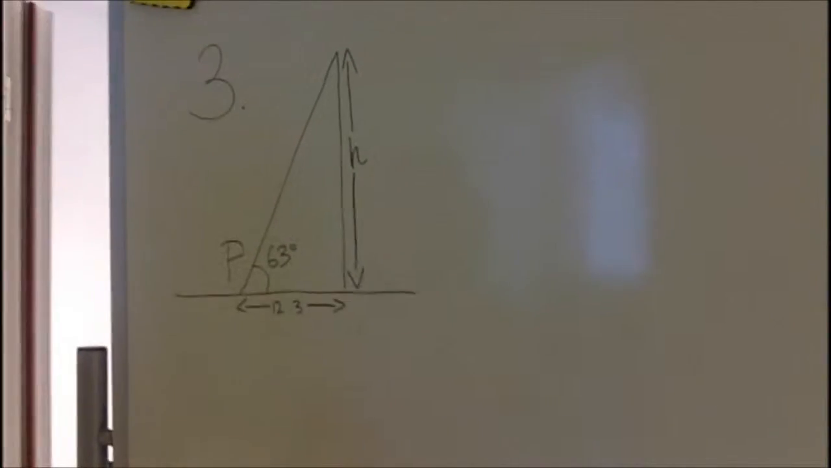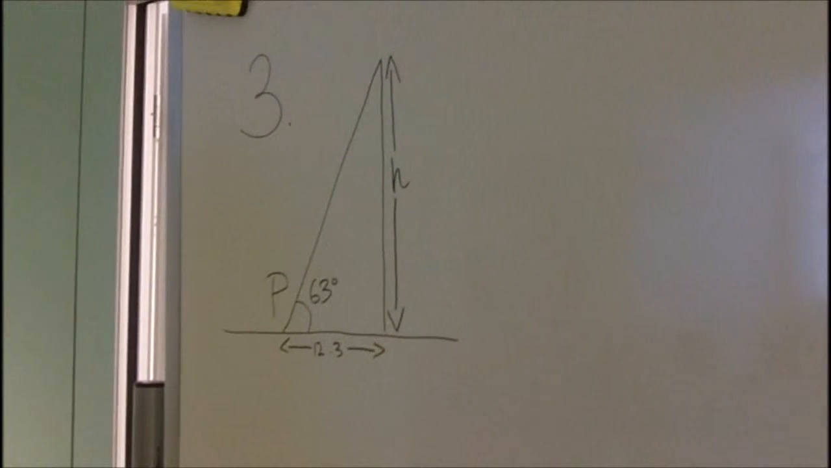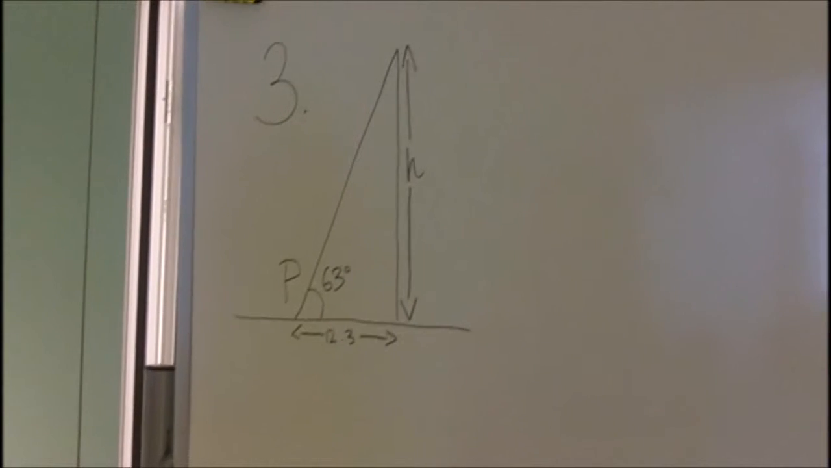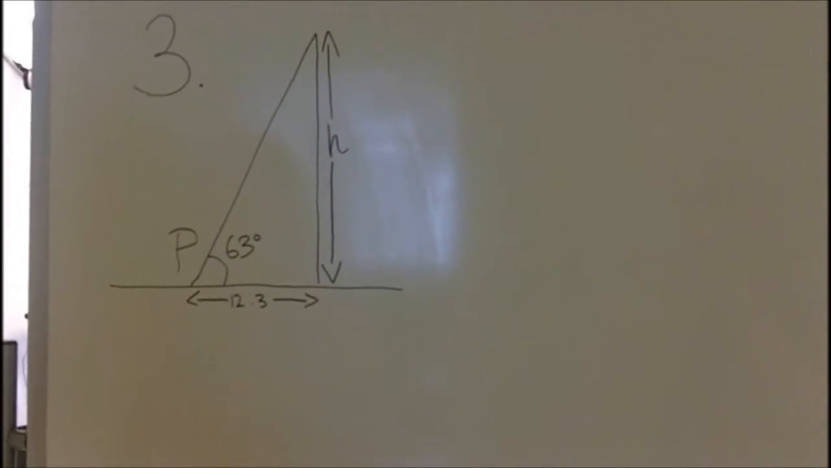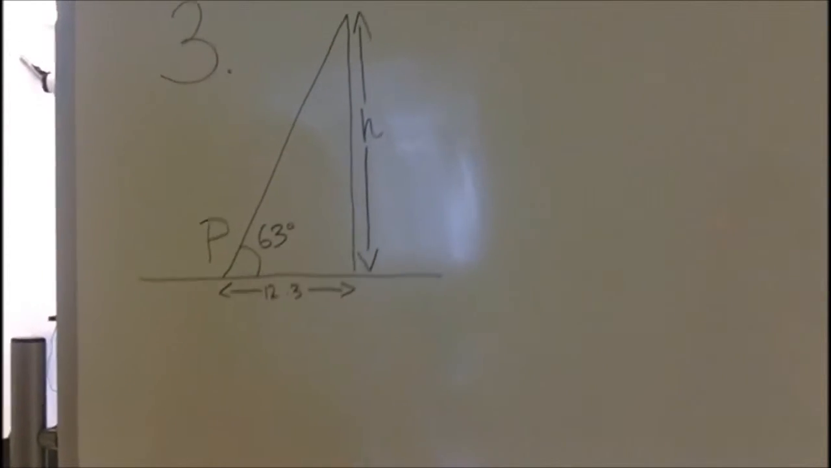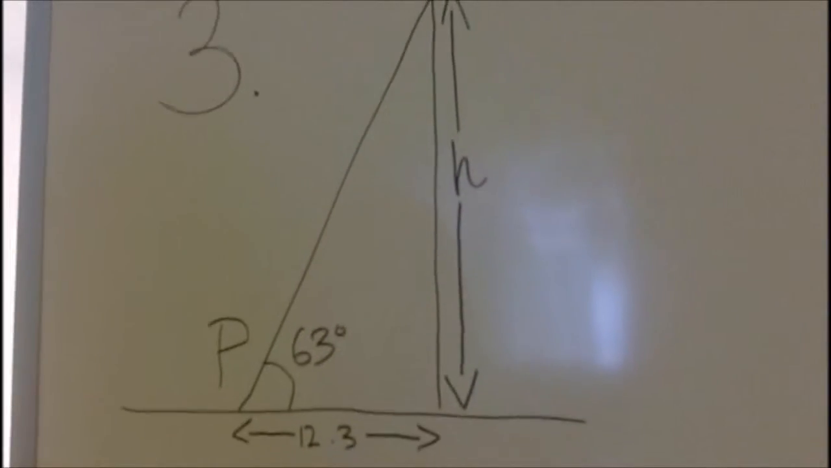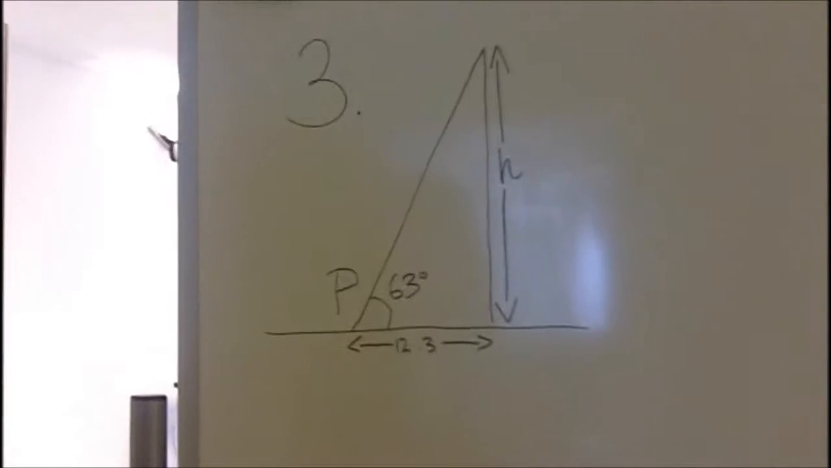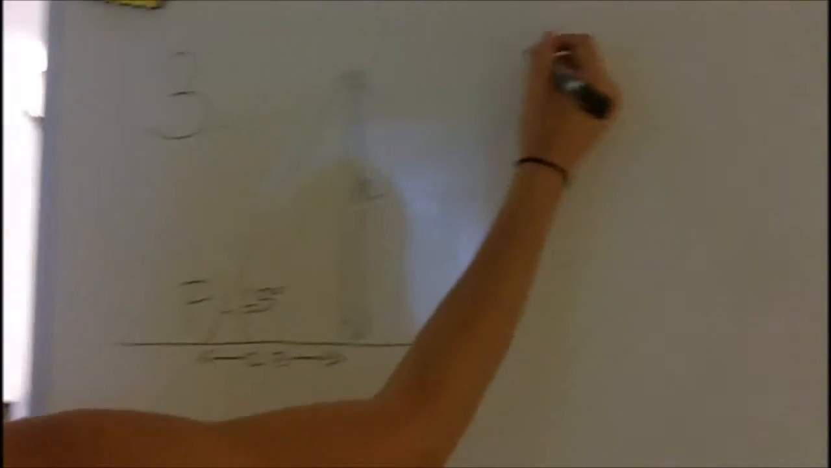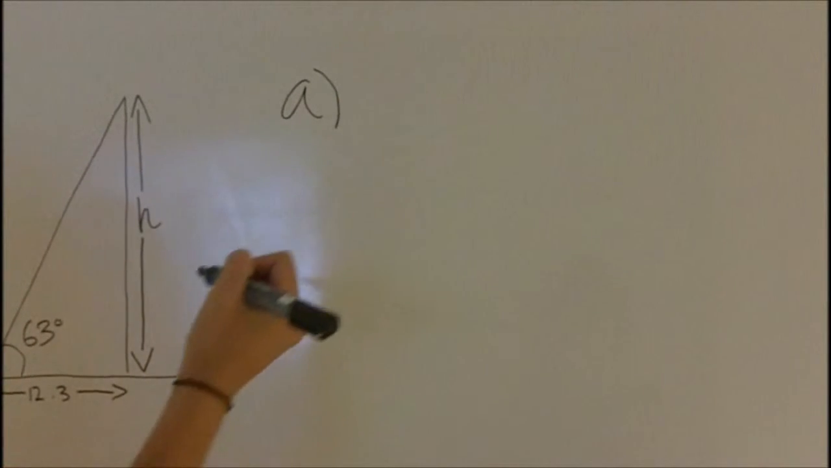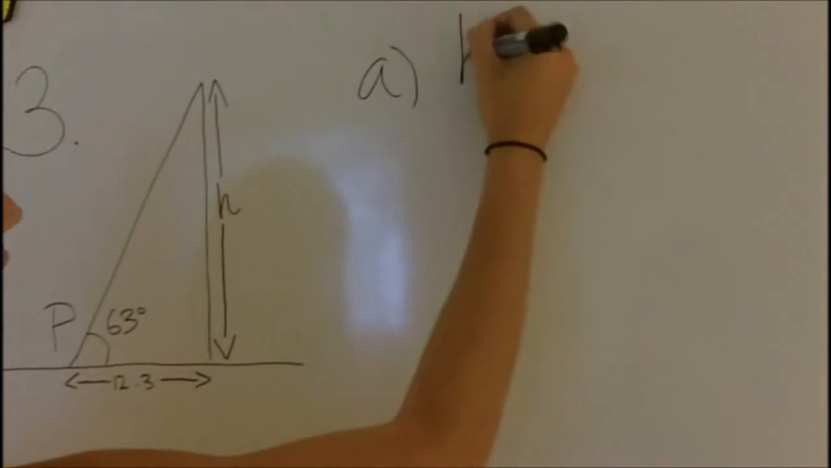Okay, so now we're going to do question number 3 of the packet, which says the diagram shows a point P, which is 12.3 meters from the base of a building of height h. The angle measured to the top of the building from point P is 63. So part A asks us to calculate the height h of the building.